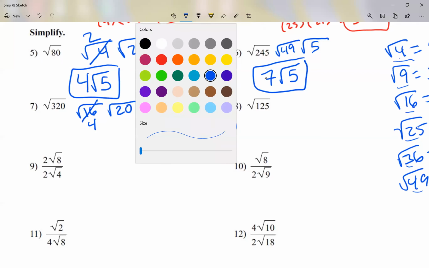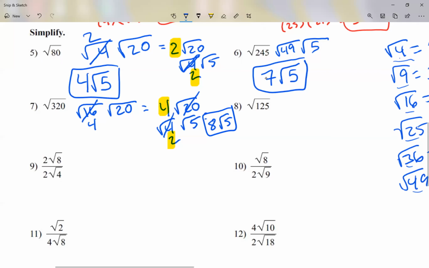And then looking at number 8, let me break that as 25 times 5. Notice I'm doing 2 square roots. One of them has to be perfect. I know the square root of 25 is 5. My answer is 5 square root of 5.